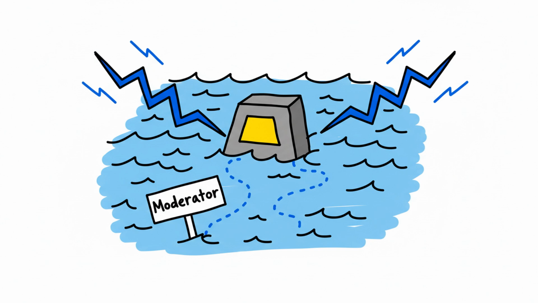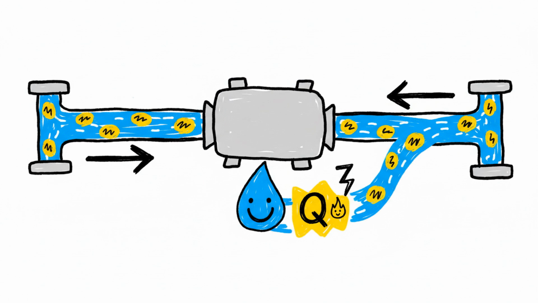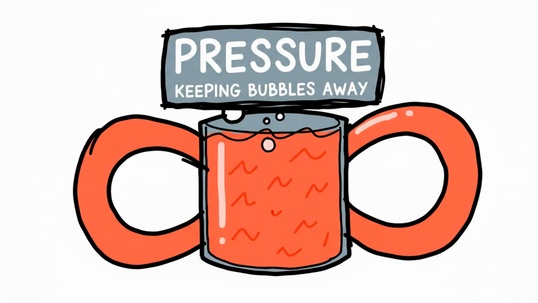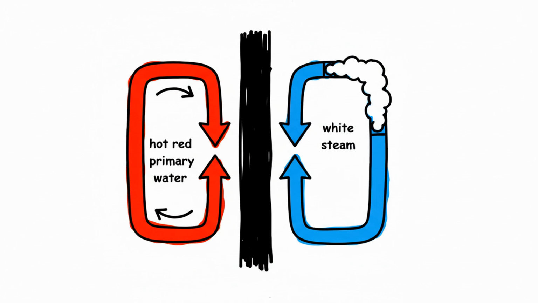Another important material is the moderator. In many reactors, ordinary water acts as the moderator. Neutrons released by fission are moving very fast, and uranium-235 is more likely to absorb slower neutrons. The moderator slows neutrons down so the chain reaction can continue efficiently. In many designs, the same water also serves as coolant, carrying heat away from the core. That heat is the key product.